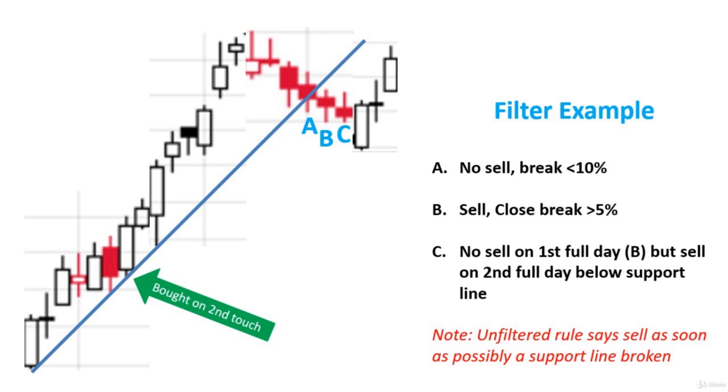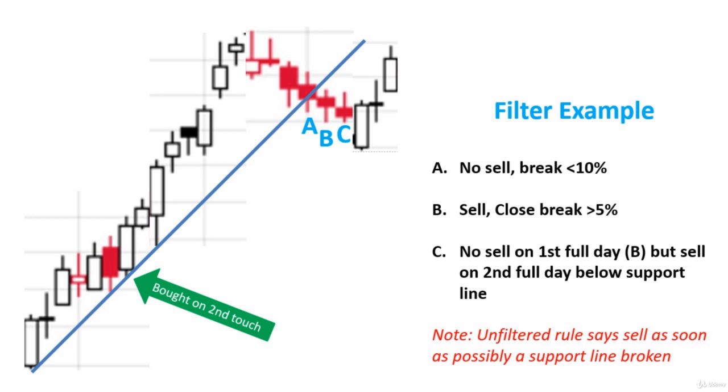So if we look at this example here, the same example, we could see that we bought in on the second touch. We're in a nice uptrend here. You could see that when it breaks the line right at A, we should have been selling right away if we followed the rule to the letter. It broke the line, we should have sold. But let's say we had a filter that said we have to not only break it, but break it by 10%. We would say at the letter A, estimating here in this example, okay, we're not going to sell here because it didn't break the line by more than 10%. So it's no sell on A.